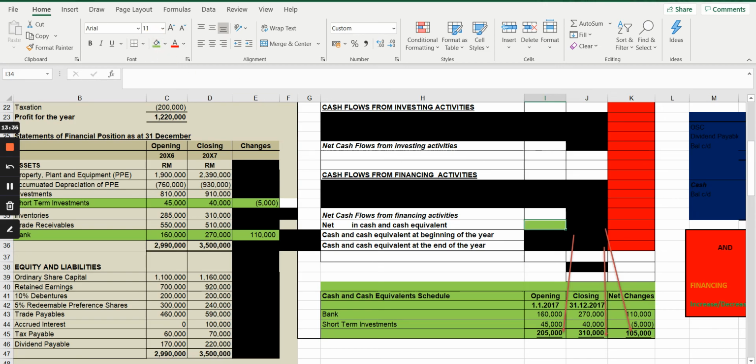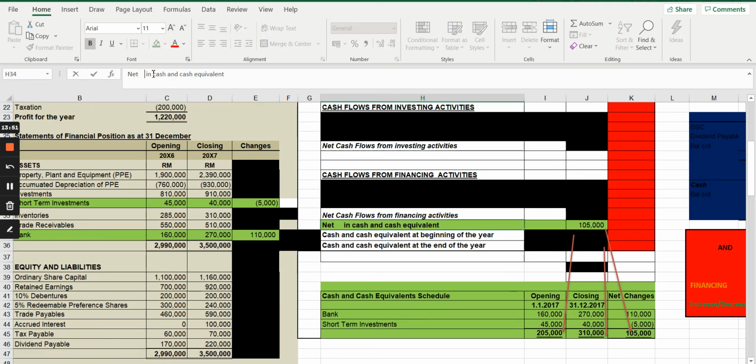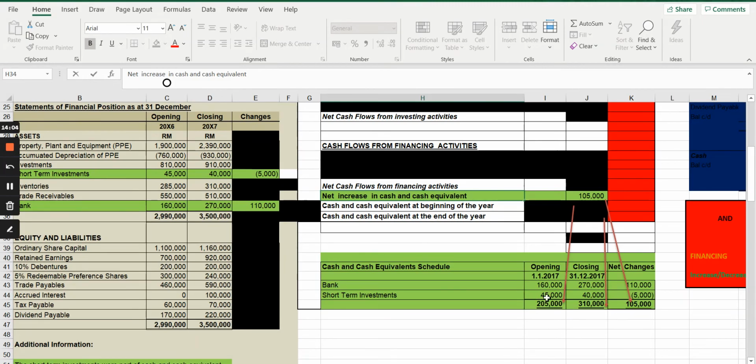Sorry, it is here. It will be here. So I'm going to color that green. So there it is. And you're going to insert the word increase here. If there is a decrease, you're going to put the word decrease. But here it is an increase, because you can see that the balances have gone up in total.